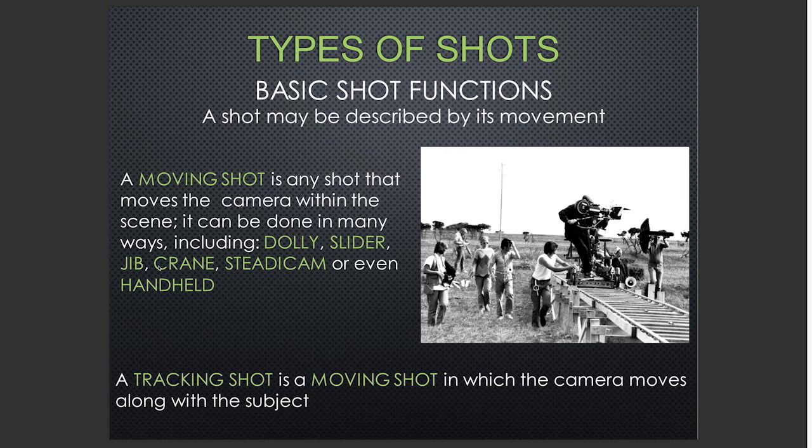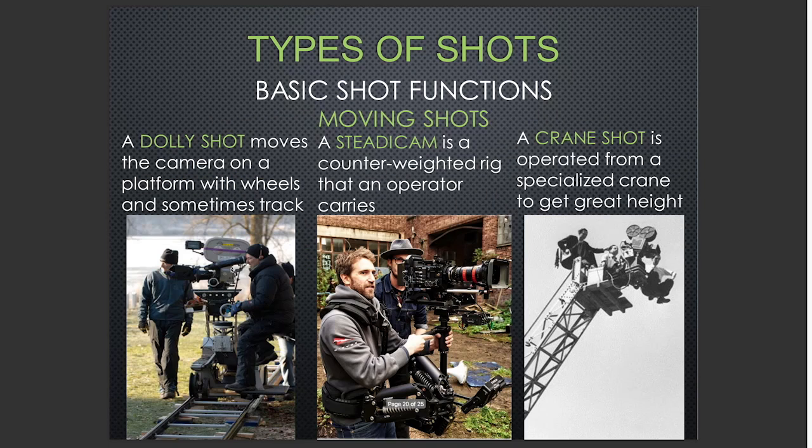And now we're going to look at some jibs, cranes, and Steadicams. All right, so of course this is a dolly again. This is a Steadicam. The idea of it is to be able to move the camera around with fluid motion. Over here, it's on the track because you want the motion to be fluid.